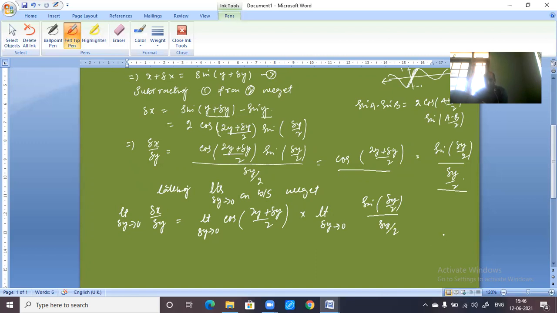Actually, I will use the fact here that delta y tends to 0 means delta y by 2 also tends to 0. Its half will also tend to 0. So it's better to take delta y by 2 tends to 0. Now, this very limit is not a new thing, it is like the limit theta tends to 0 of sine theta divided by theta. So theta is here, theta is here, theta is here. So we know that this is the standard limit, it is 1.